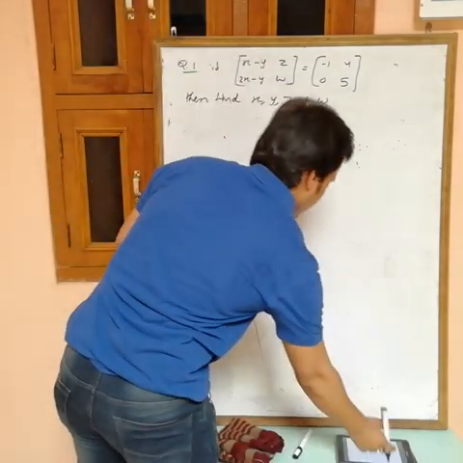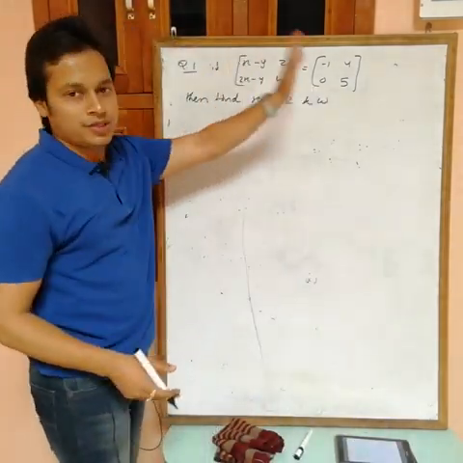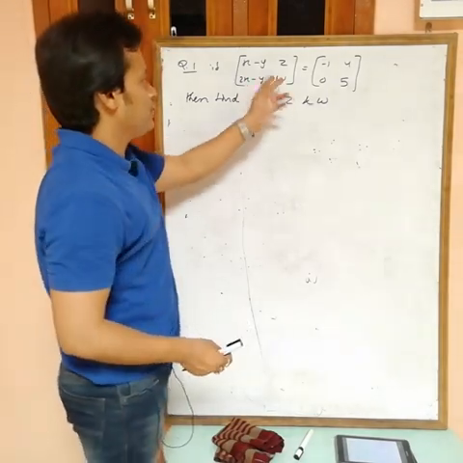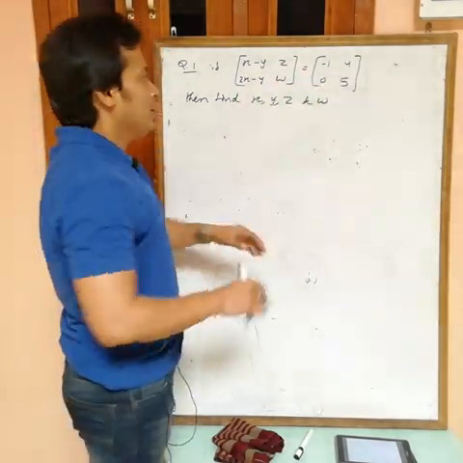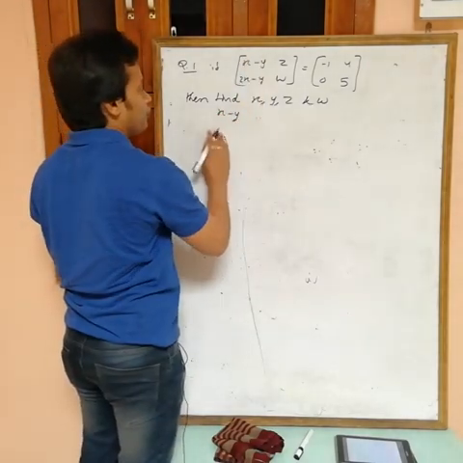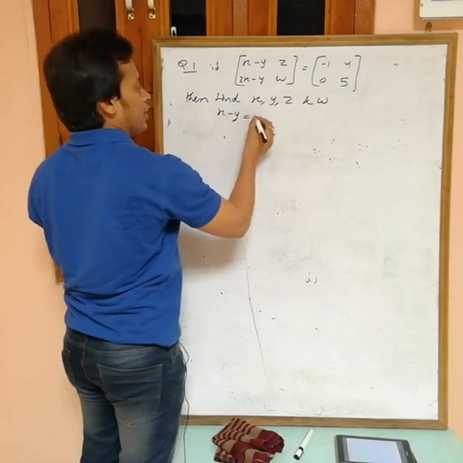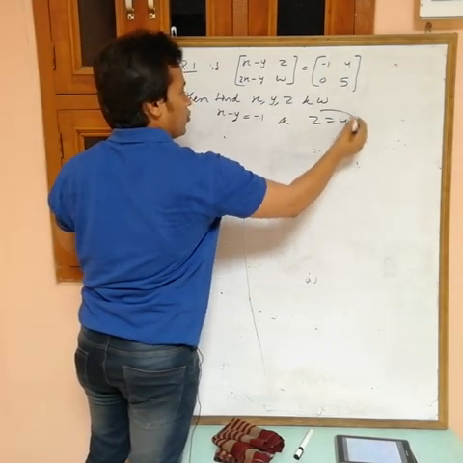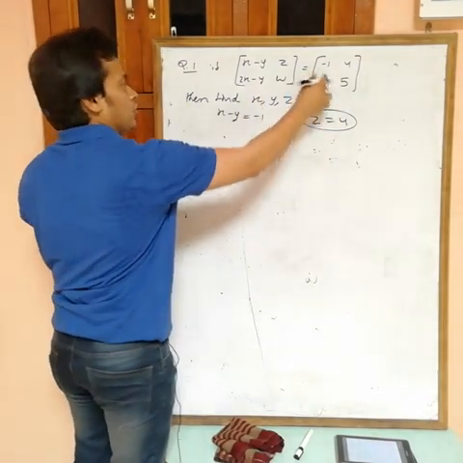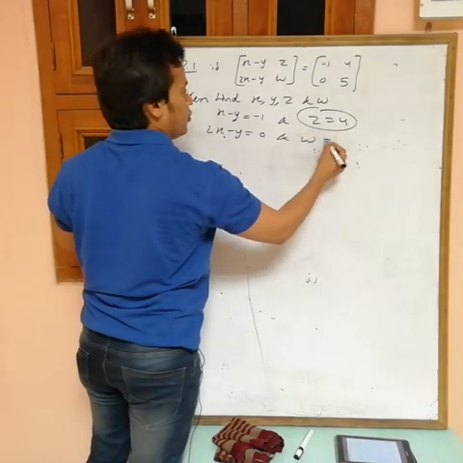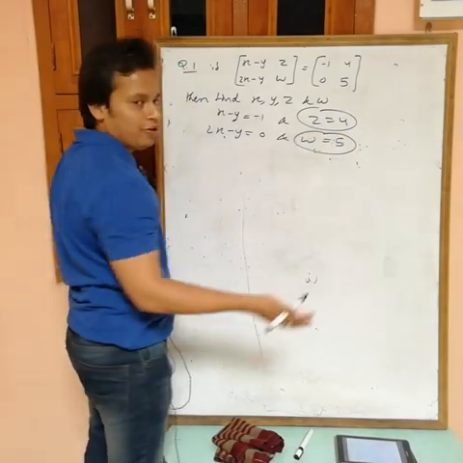Any two matrices are equal if the order is the same and corresponding elements are the same. Now the order is the same, 2 by 2 and 2 by 2. Now equate the corresponding elements. x minus y equals minus 1, z equals 4, so we are getting the value of z. 2x minus y equals 0 and w equals 5. Again we are getting the value of w.